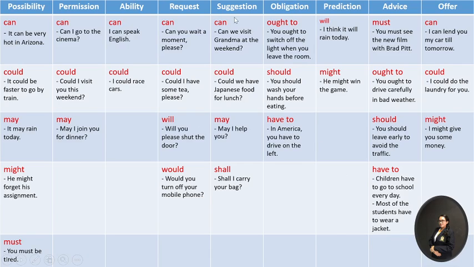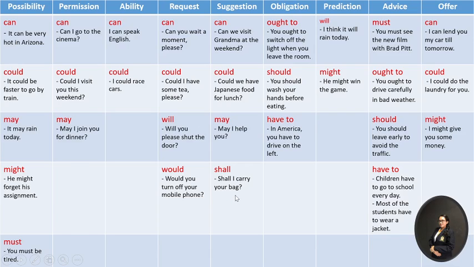So let's move on with the suggestion. You can use the words can, could, may, and shall. For can, you could say, can we visit grandma at the weekend? For could, you could say, could we have Japanese food for lunch? For may, you could say, may I help you? For shall, you could say, shall I carry your bag?